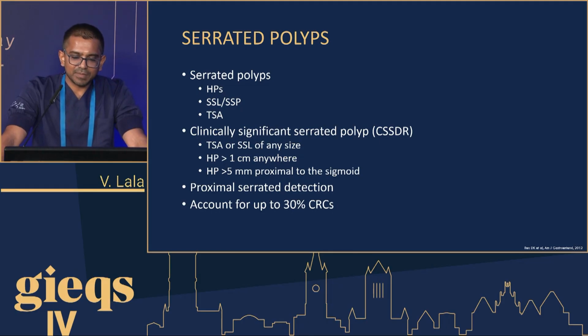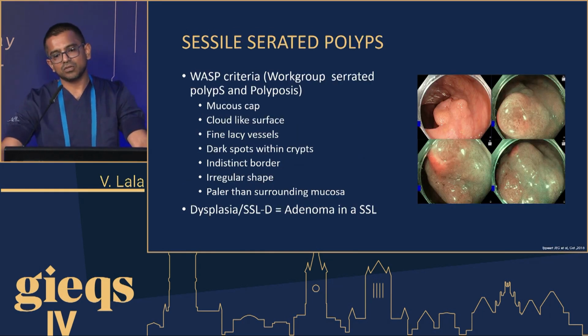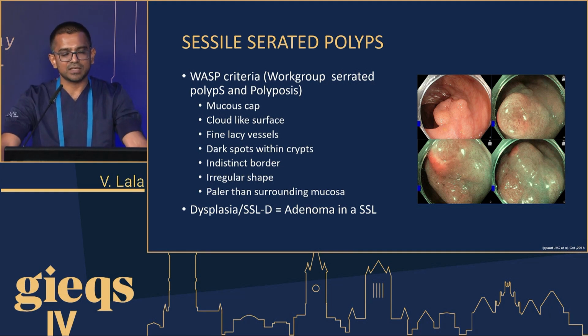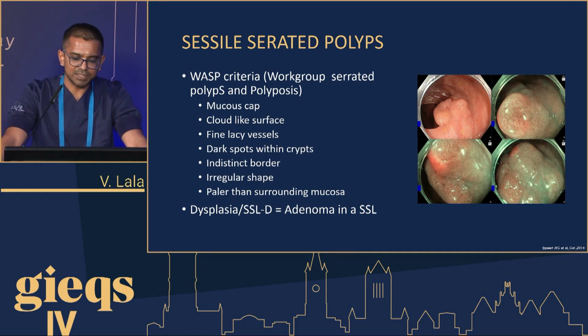And it's important to bear in mind that up to 30% of colorectal cancers are attributed to serrated polyps. So the first step in utilizing serrated polyps as a key performance indicator is to actually recognize them. And just to remind you about the WASP criteria, you're looking for the following features: a mucus cap, cloud-like surface, the fine lacy vessels, the dark spots within the crypts, the indistinct border, and the irregular shape.